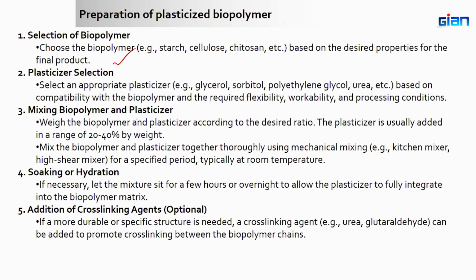And then you cast by extrusion. Here again, the same biopolymer and plasticizer, mixing depending upon what type of properties you need, you alter it. Then mixing biopolymer and plasticizer with different blenders, soaking and hydration if necessary, and then a cross-linking agent to cross-link so that you have better properties.